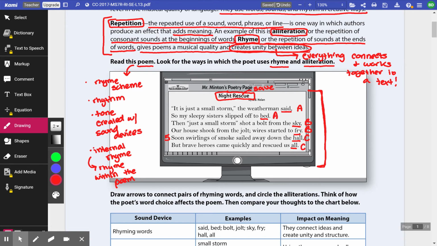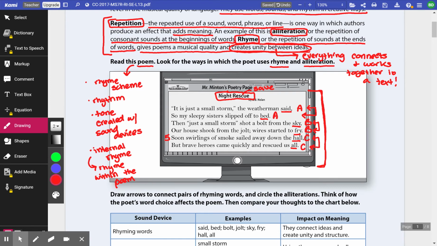So if you look, line 1 and 2, they end with words that rhyme. So I can probably assume maybe there's some type of connection going on between line 1 and 2. Line 3 and 4 also rhyme. They both end with sky and fry, so those rhyme, so there could be some connection there. And then lines 5 and 6, those also rhyme. So I'm going to draw some little arrows right there.